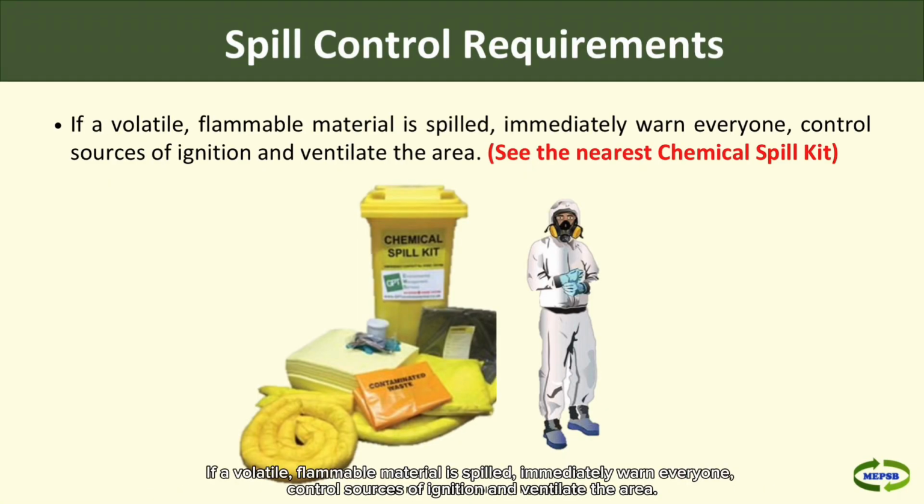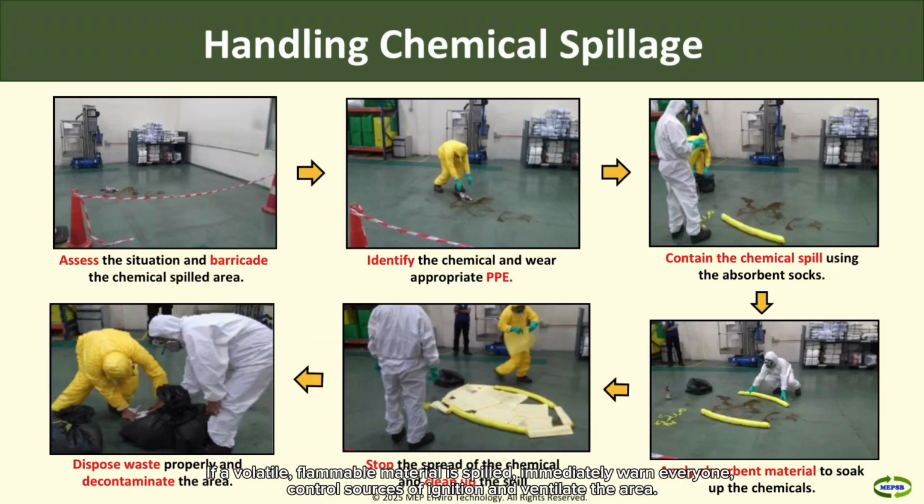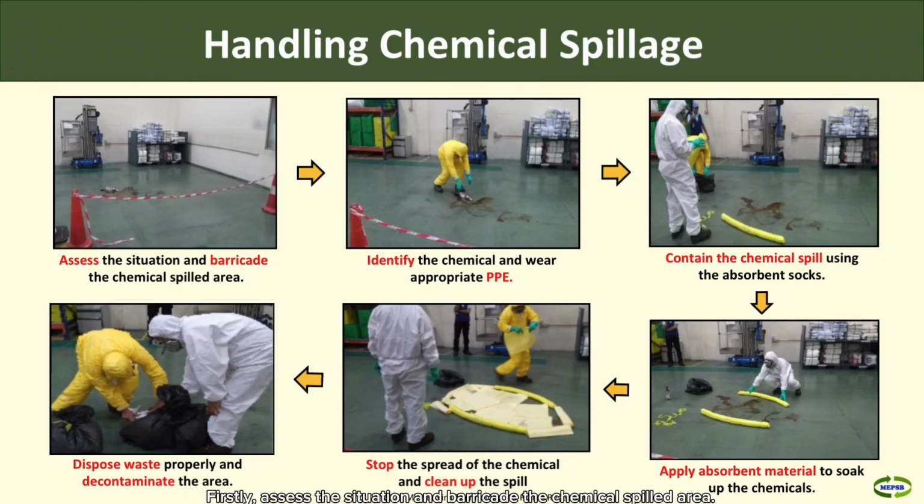If a volatile, flammable material is spilled, immediately warn everyone, control sources of ignition, and ventilate the area. How to handle it? Firstly, assess the situation and barricade the chemical spilled area. Secondly, identify the chemical and wear appropriate PPE. Thirdly, contain the chemical spill using the absorbent socks. Next, apply absorbent materials to soak up the chemical. Then stop the spread of chemical and clean up the spill. Dispose of the waste properly and decontaminate the area.